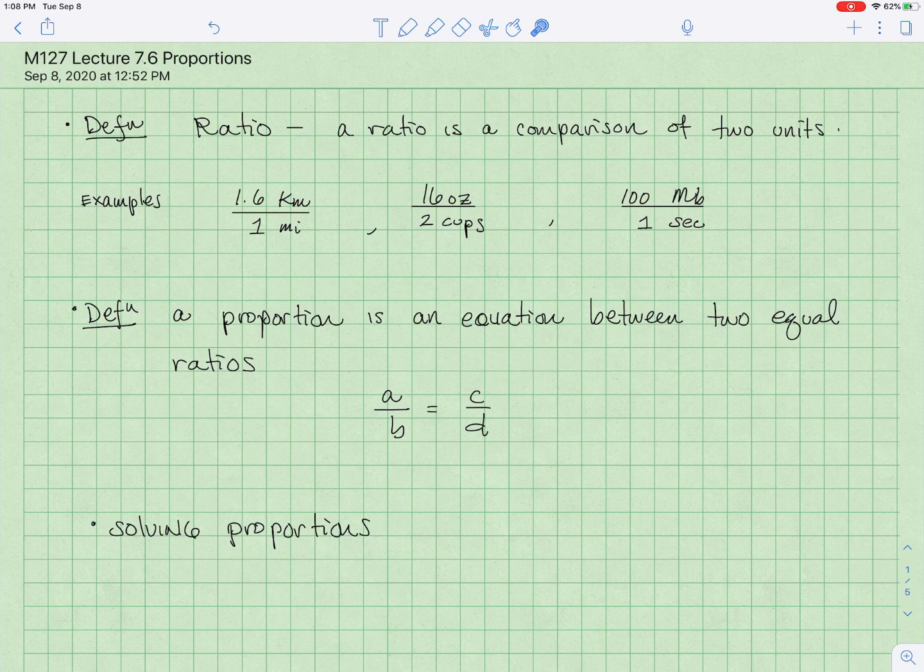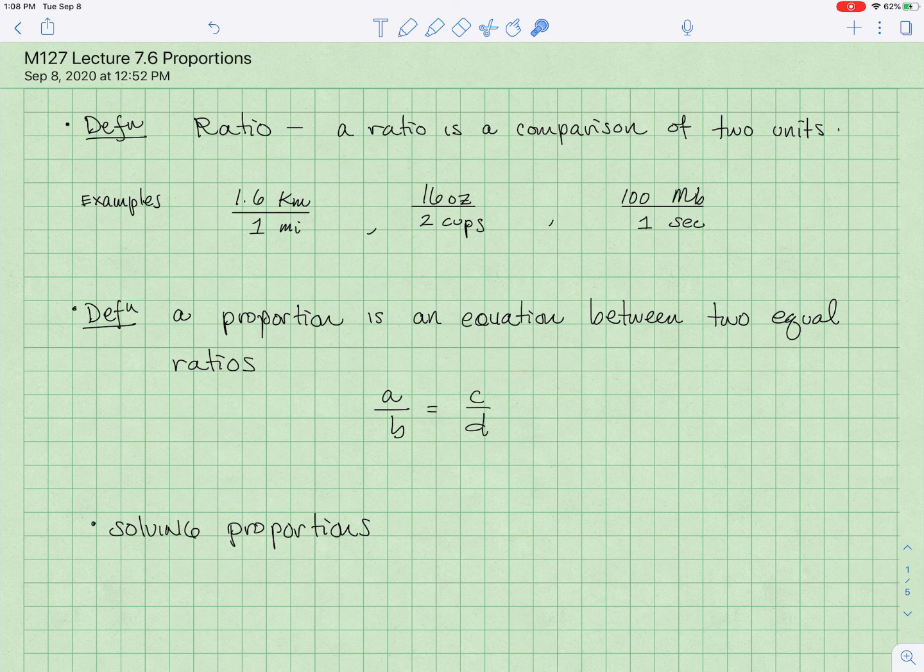This first ratio is the ratio of kilometers to miles. Now, a kilometer is a little bit shorter than a mile, so when we have 1 mile, we have a little bit more kilometers, and it turns out it's about 1.6 kilometers for every 1 mile. So that's a ratio between kilometers and miles. The next one is for liquid measure in the kitchen. 16 fluid ounces is the same as 2 cups. So these values are actually equal, and we're placing them in a fraction.